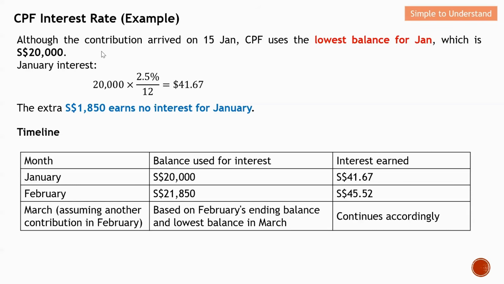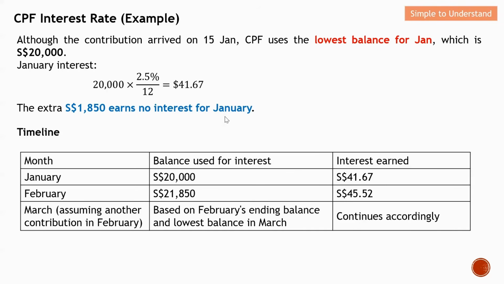From this example, you can see that an extra contribution arrived on the 15th of January. However, this 1.85K doesn't earn any interest in the month of January. Why? Because CPF uses the lowest balance for January, which in this case is 20K. Hence, this 1.85K will not earn any interest in January.